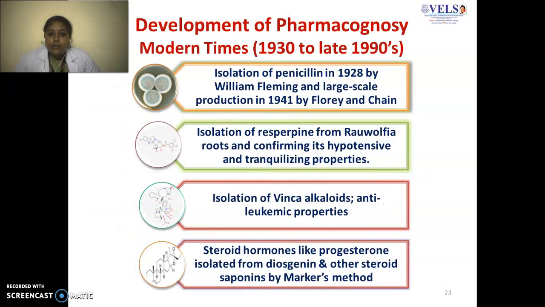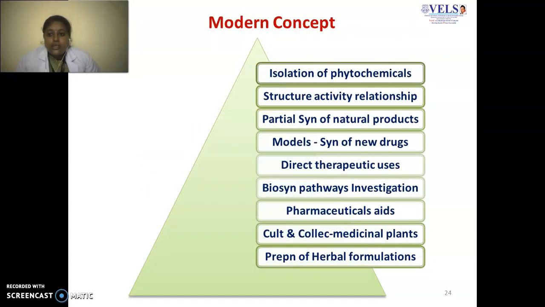The development of pharmacognosy in modern times started from 1930 to the late 1990s, where we find tremendous contributions, starting with the isolation of penicillin in 1928 by Alexander Fleming, followed by the isolation of important alkaloids like reserpine, which has anti-hypertensive and tranquilizing properties, vinca alkaloids, namely vincristine and vinblastine, having anti-neoplastic activity, and steroid hormones like progesterone from diosgenin.